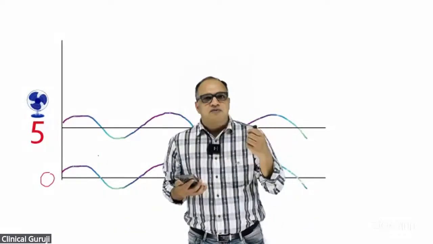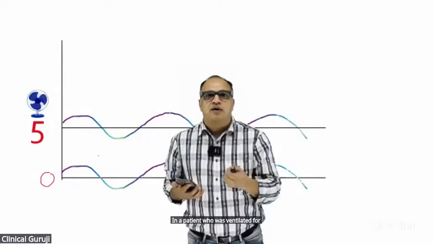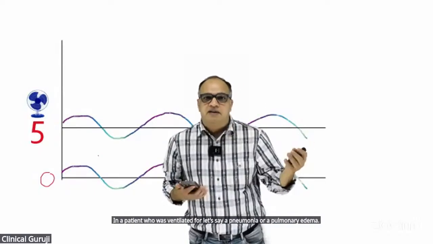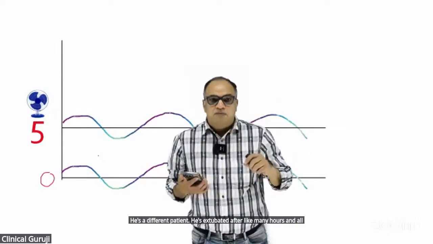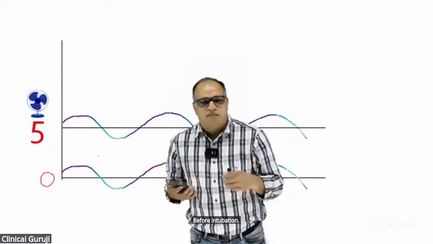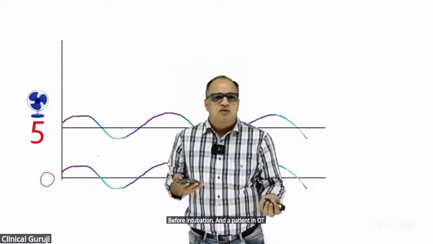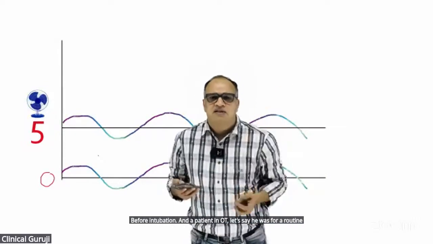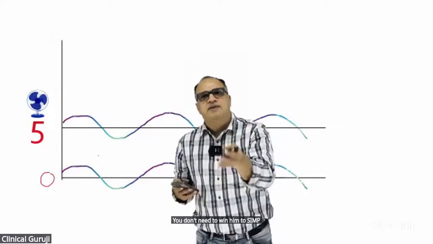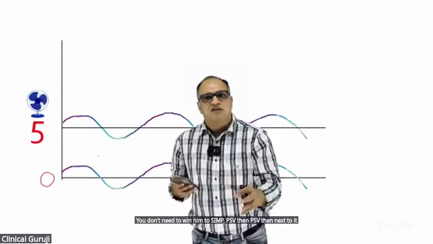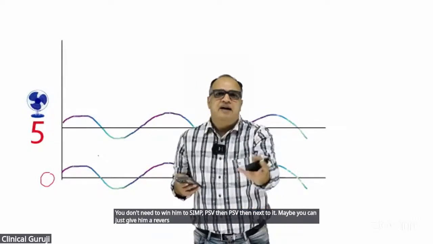In a patient who was ventilated for, let's say, a pneumonia or a pulmonary edema, he's a different patient. He's extubated after many hours, and his problem was that he wasn't able to breathe before intubation. A patient in OT for a routine surgery, something like cholecystectomy, you don't need to wean him to SIMV, PSV, then extubate. Maybe you can just give him a reversal and put him on the bag and extubate.